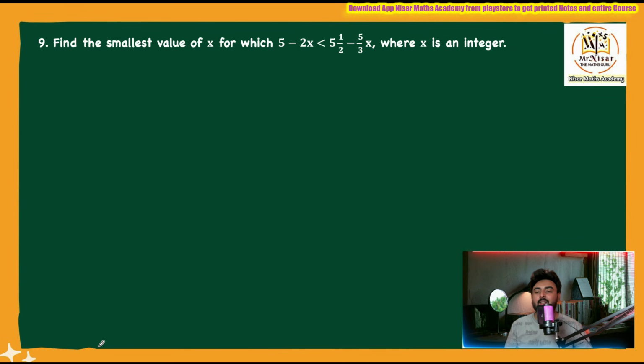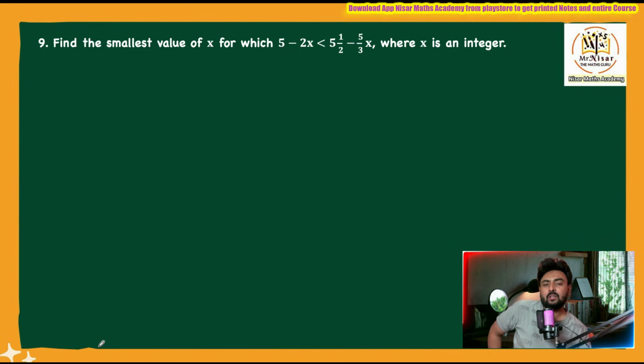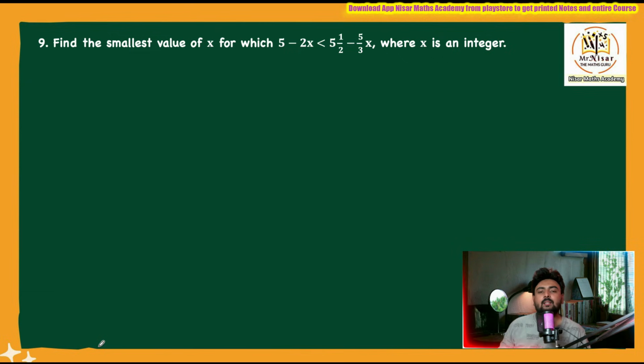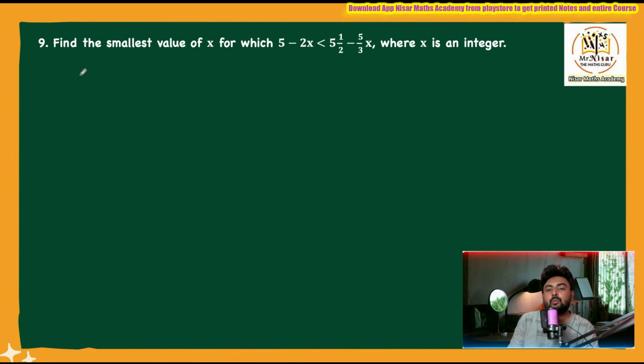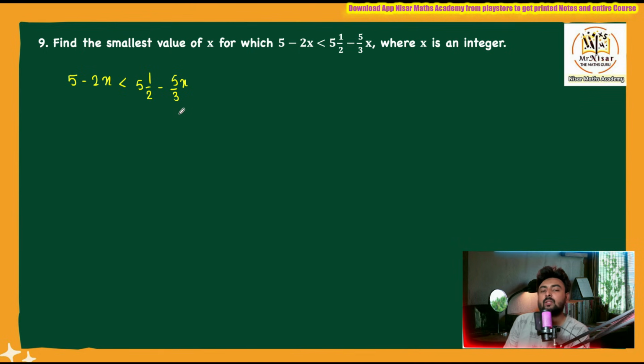Let's go ahead. Find the smallest value of x for which 5 minus 2x is less than the given expression. Let's solve it and get the answer. So the question is 5 minus 2x less than. Now we'll transfer variables to one side and numbers to the other side. So minus 5 by 3x will go to this side and becomes plus 5 by 3x, minus 2x we have on this side.